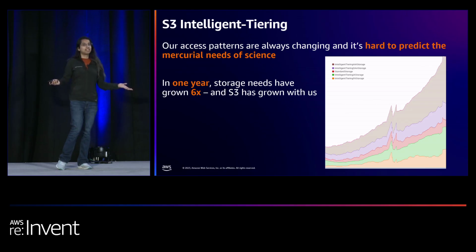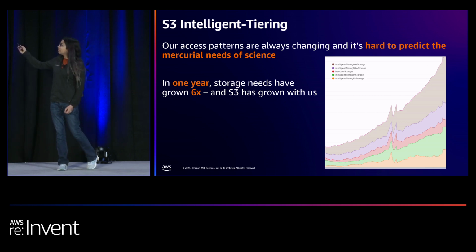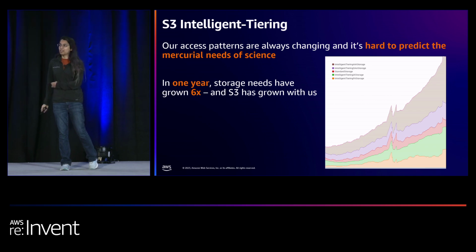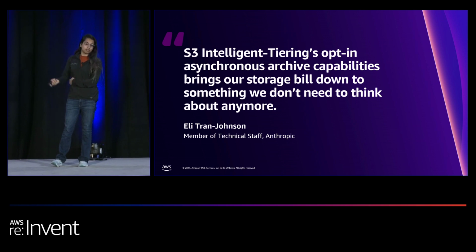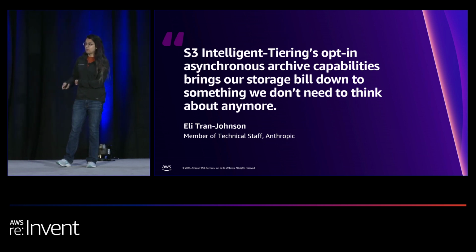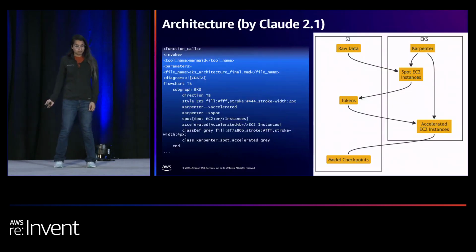It's hard to predict science, and it's hard to predict what we're going to need next. That brown line there is showing the growth of our deep archive access tier, and you can see that something like 40% of our data is in that at any given time, which translates to a fairly large cost savings. As Eli, one of the folks on my team, likes to say, this brings our storage bill down to something that we don't need to think about anymore. And that's pretty important to us because it's a pretty small team building some pretty big models.